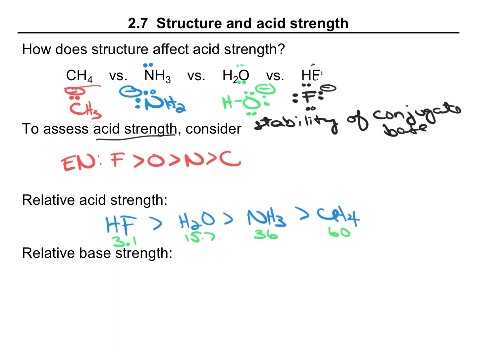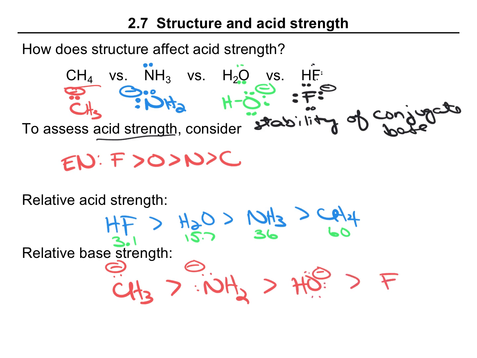Now, looking at it in the other direction, the relative base strength, because CH3 minus is very unstable, it doesn't want to exist as the CH3 minus. So it really wants to act as a base. It really wants to grab off a proton from anybody. And so that means this is a very, very strong base. So our CH3 minus is the strongest base, followed by NH2 minus, followed by hydroxide, and then our weakest base is fluoride, right?